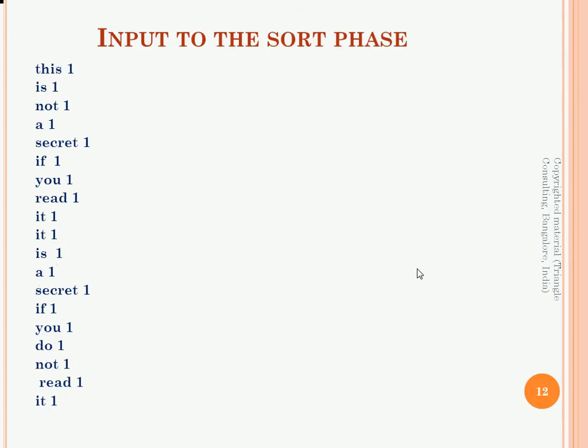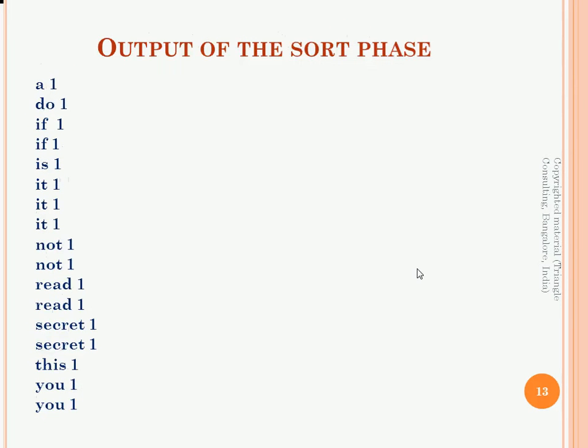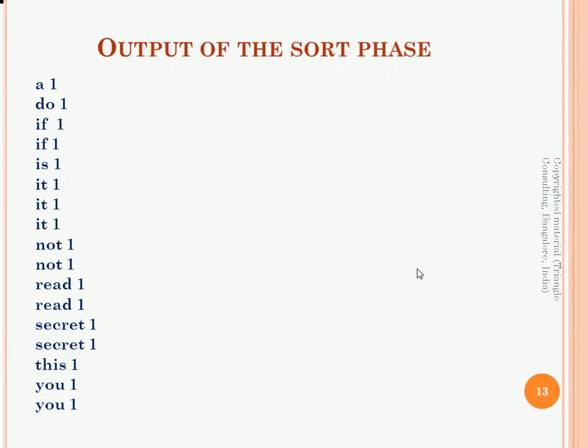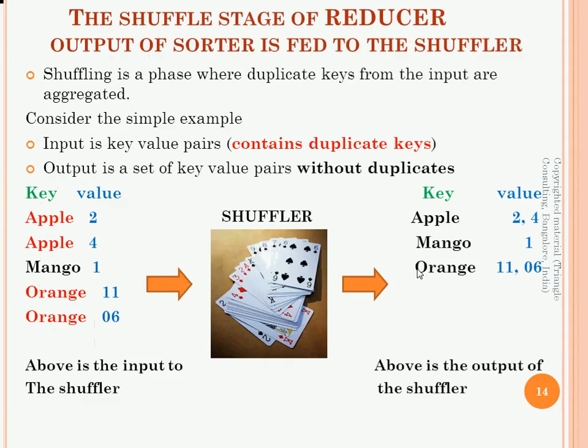I'm just toggling the slides. This is before sorting, where the keys are not sorted. If you go forward, you see the keys are sorted. So the output of the mapper goes as input to the sort operation, and this is the output. We sort the key-value pairs based only on the keys, in alphabetical order. Now the output of the sort goes to another stage called shuffle.